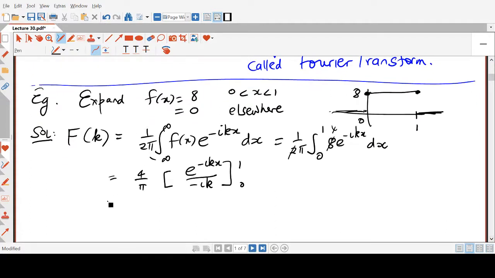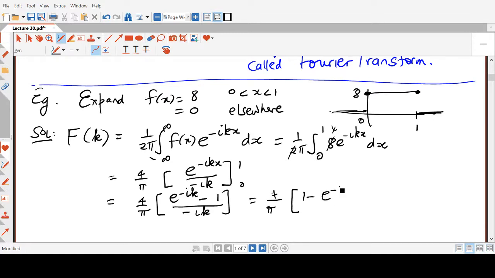Plug in the 0 and the 1 there, so it's 4 over pi times e to the minus ik, minus, plug in a 0, e to the 0 is 1, over minus ik. If you don't like the minus sign at the bottom, you can just sort it out. 4 over pi, switch it to 1 minus e to the minus ik over ik. If you want to put the i on the top, then it becomes minus 4i.